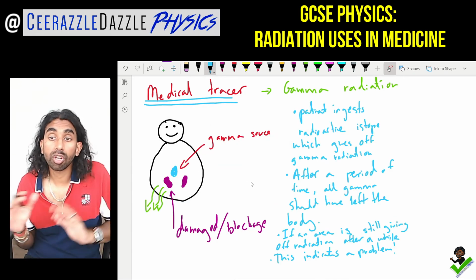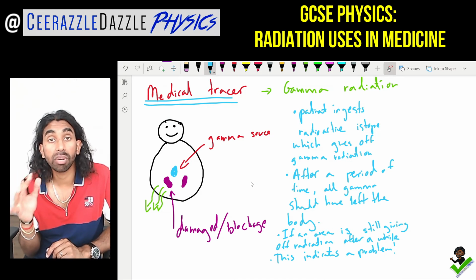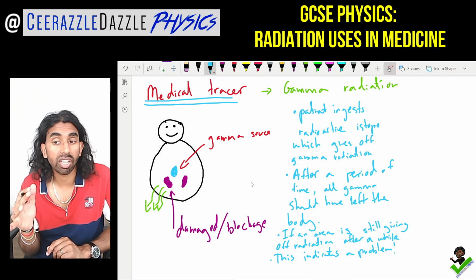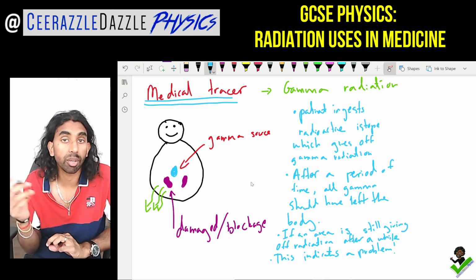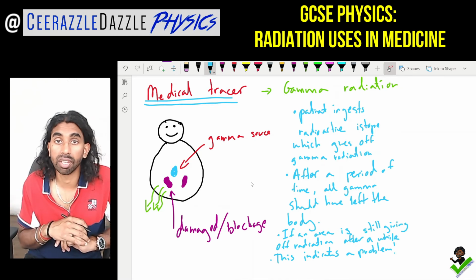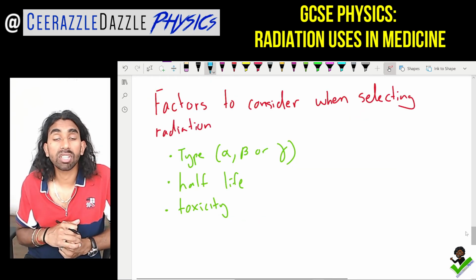Once again from the top: the patient ingests a radioactive isotope which gives off gamma radiation. After a period of time, all gamma should have left the body. If an area is still giving off radiation after a while, this indicates a problem, and therefore you can identify which of the kidneys is not working properly. Easy stuff.